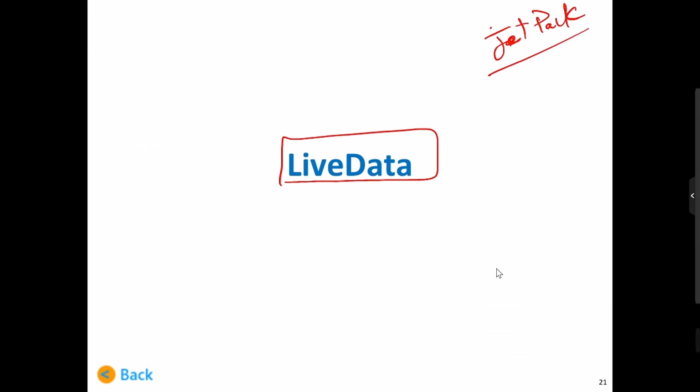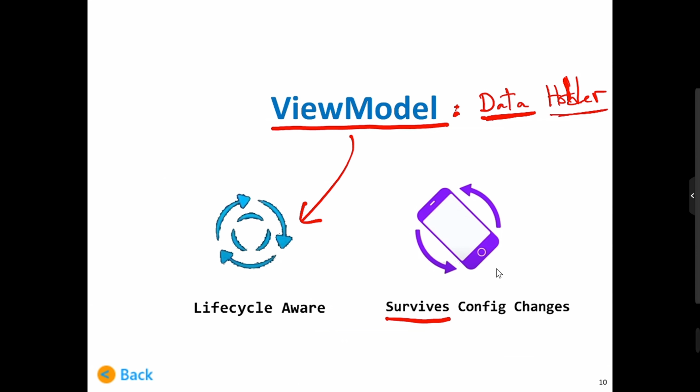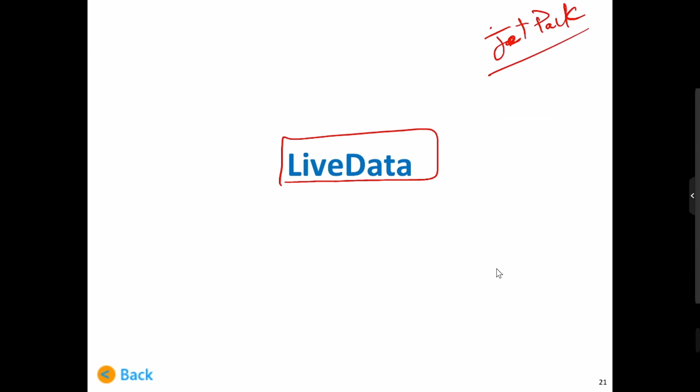So let me make sure you are not confused. The view model, let me just make it clear. The view model is a data holder that I use so as not to lose my data if the screen is rotated. The other advantage is that the data I put in the view model can be shared across multiple fragments. So this is the first piece of library that comes with Android to help me achieve an MVVM based app. The second one is live data. Live data addresses another problem.